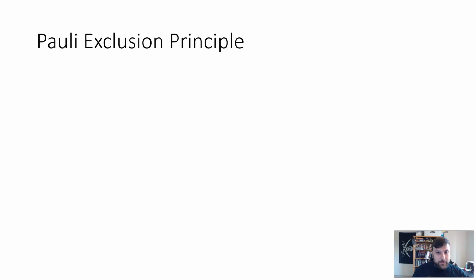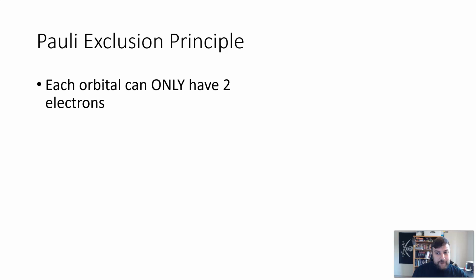First, I want to look at Pauli's exclusion principle. This principle states two things. First, each orbital, and there's one orbital in S sublevels, there are 3 orbitals in P sublevels, 5 orbitals in D sublevels, and 7 in F sublevels, each orbital, once again, 1 in S, 3 in P, 5 in D, and 7 in F, can only have 2 electrons at most occupying it. We can't have any more than that.